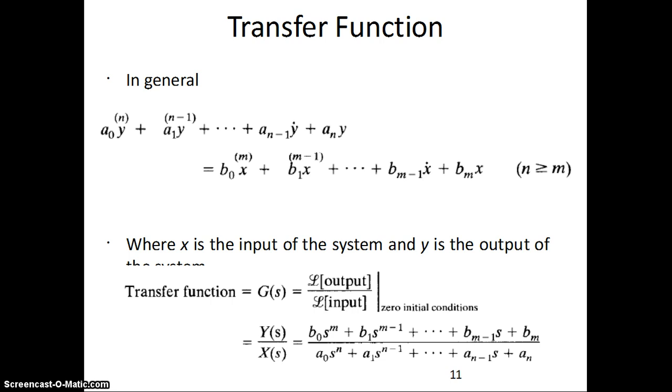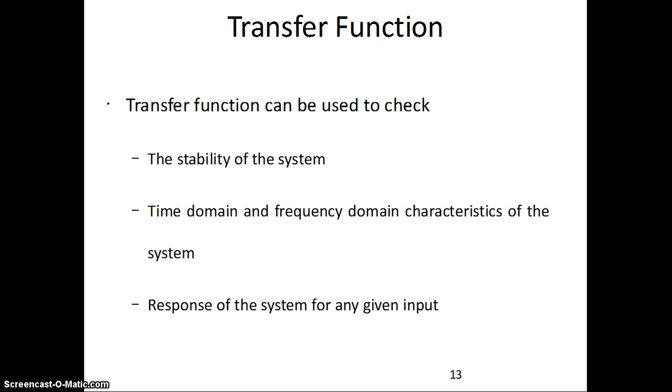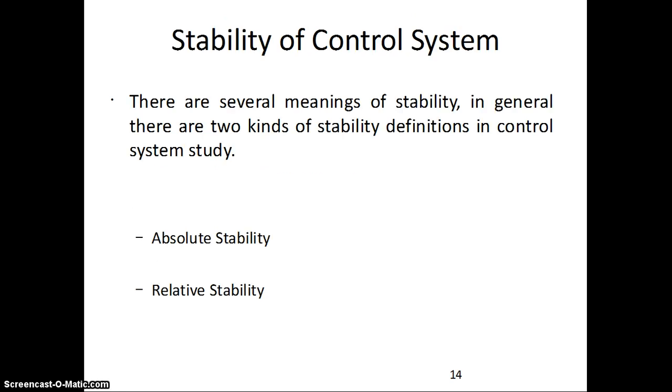From this we can write the transfer function g of s is equal to the Laplace transformation of the output by the Laplace transformation of the input. Here we are considering zero initial conditions. Then we will get y of s by x of s. And here always n should be greater than or equal to m. When the order of the denominator polynomial is greater than the numerator polynomial, the transfer function is said to be a proper transfer function, otherwise it is improper. Mainly the transfer function can be used to check the stability of the system, the time domain and frequency domain characteristics of the system, and the response of the system for any given input.